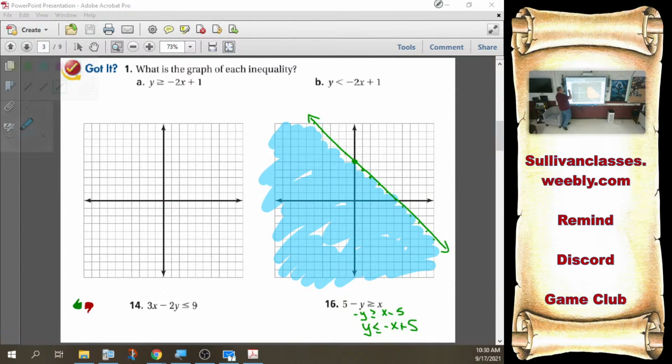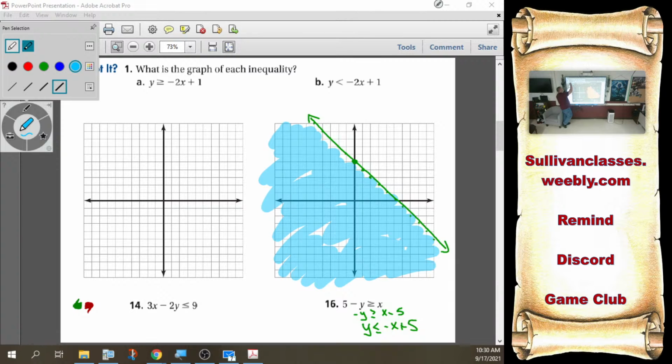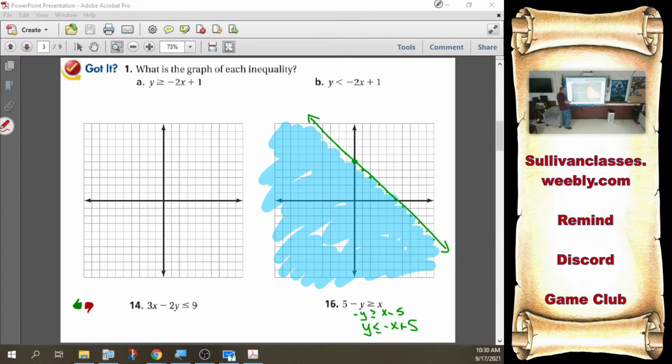Now, 14. I want to do that one second because, does anyone remember, we just went through it not too long ago, graphing by intercepts? If I put a 0 in for y, I've got 3x less than or equal to 9. Divide by 3 means I get an x-intercept of 3. If I put a 0 in for x, I've got -2y is 9. Divide by -2. Get a y-intercept of -9/2 or -4.5.